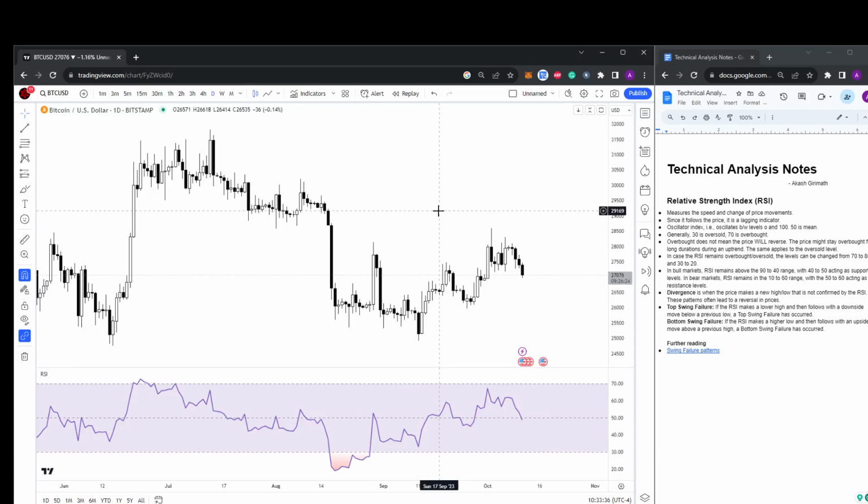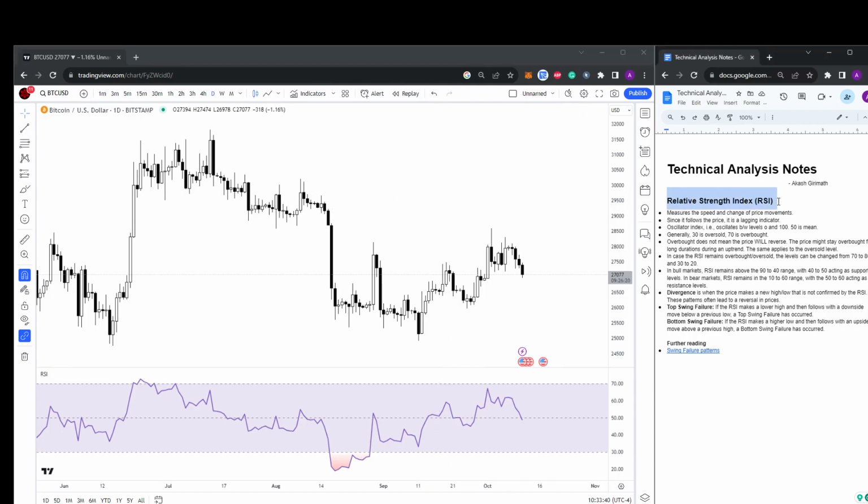I'm a senior analyst at FXStreet, and today we're going to be taking a look at the relative strength index, what it is, and how to use it from a trading perspective and from the perspective of an analyst on how he or she should be interpreting RSI and writing about it in his or her analysis.